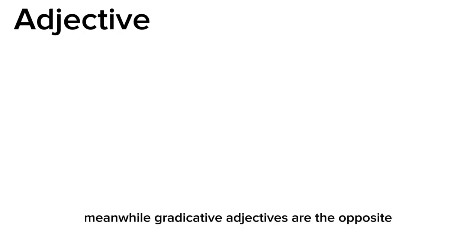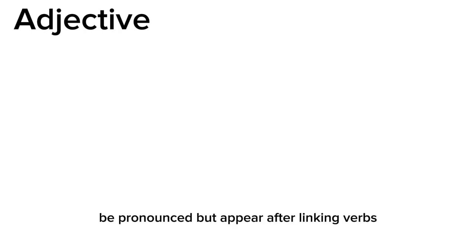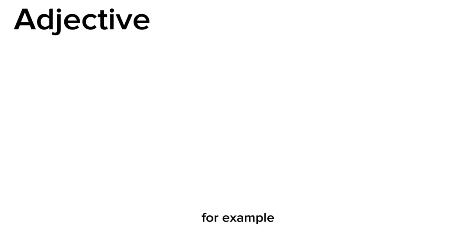Meanwhile, predicative adjectives are the opposite. They usually do not appear before nouns but appear after linking verbs. For example, be, become, grow, look.